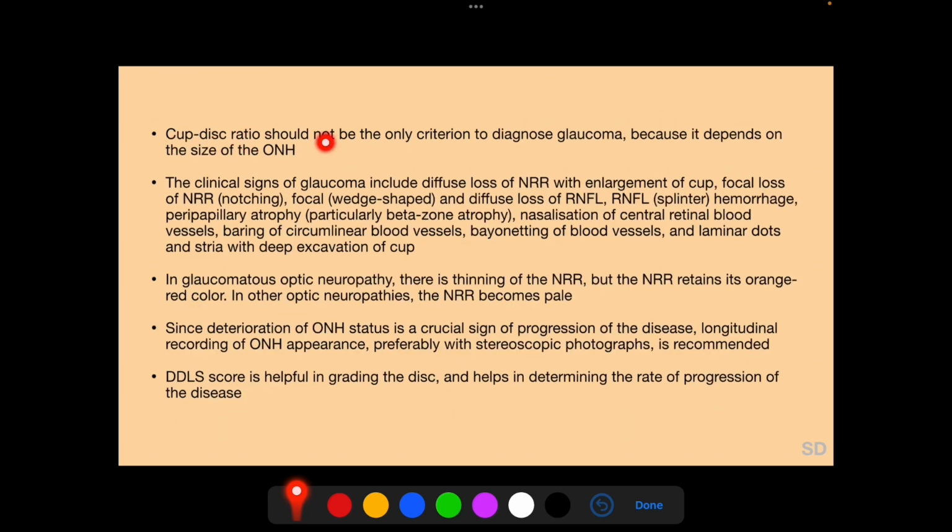Cup disc ratio should not be the only criterion to diagnose glaucoma because it depends on the size of the optic nerve head, with a larger optic nerve head having a larger cup disc ratio even if normal.